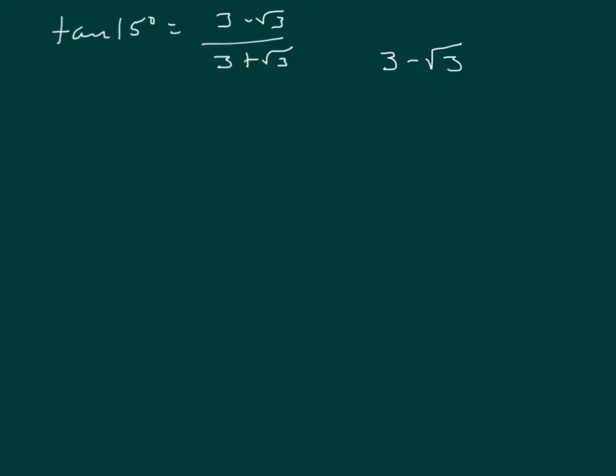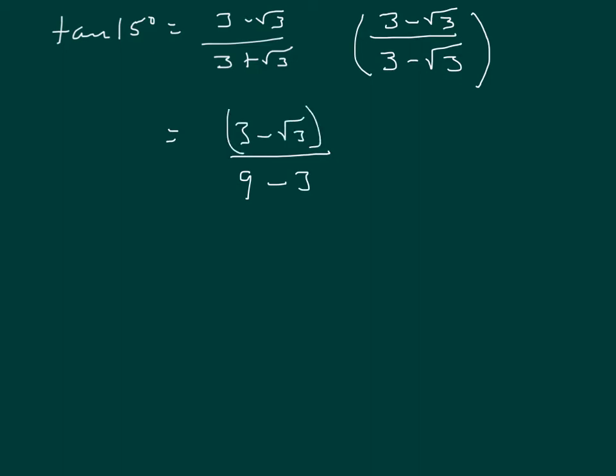Take the radical part and put a negative sign in front of it. In order to do that, we can multiply by unity, so we'll multiply by 3 minus the square root of 3 over 3 minus the square root of 3. In the denominator, we get 9 minus 3. In the numerator, we get 3 minus the square root of 3 squared. Denominator is equal to 9 minus 3 is 6. The numerator is equal to 9 minus 6 square root of 3 plus 3.